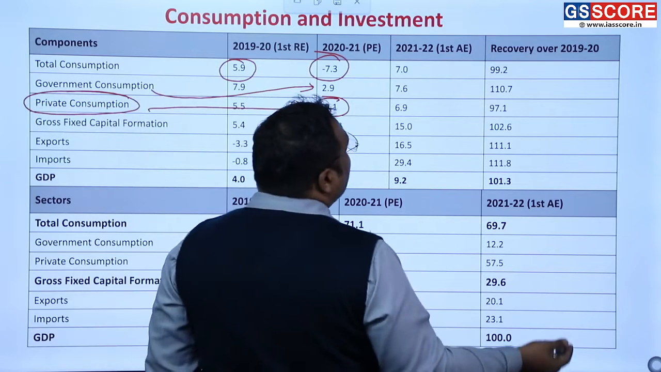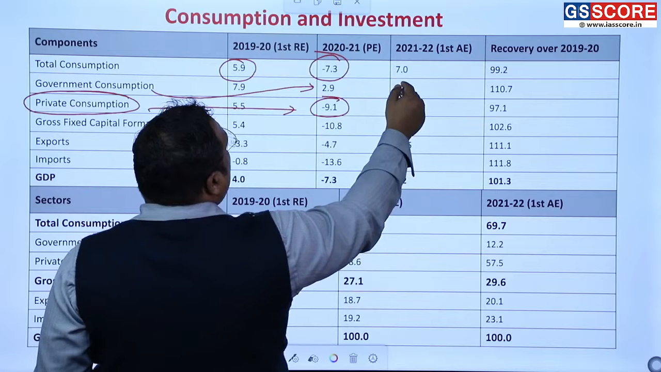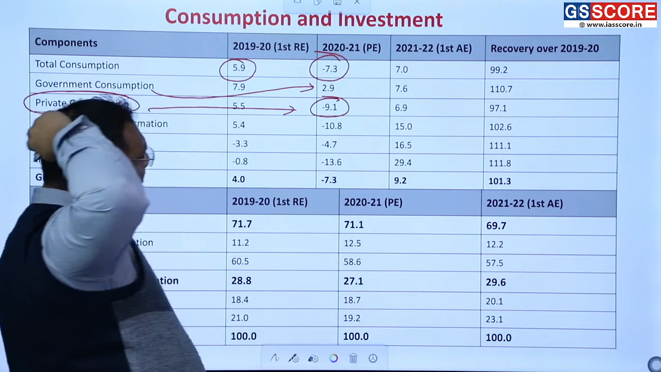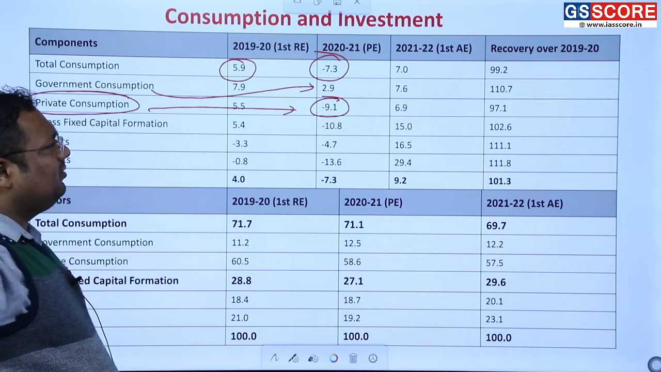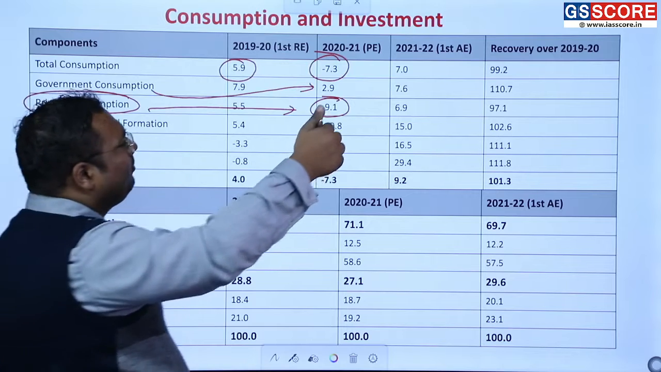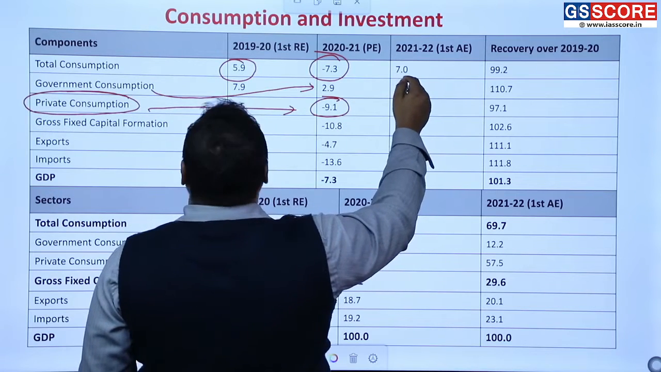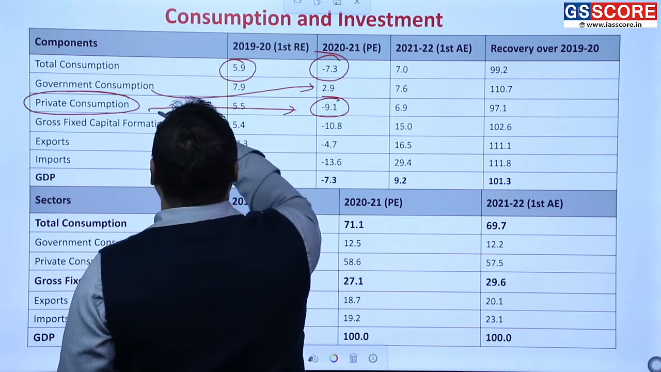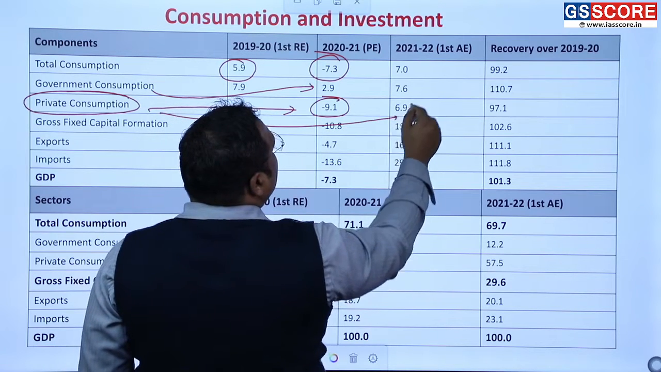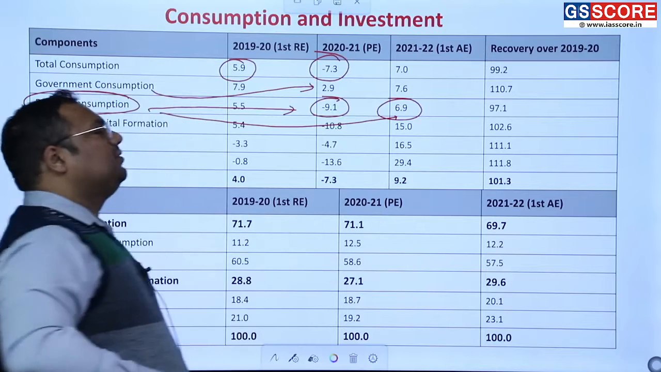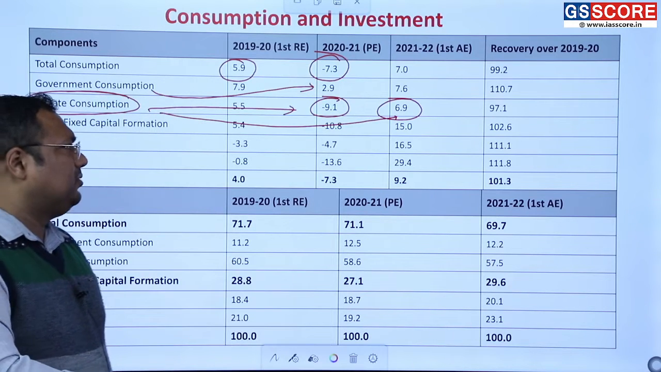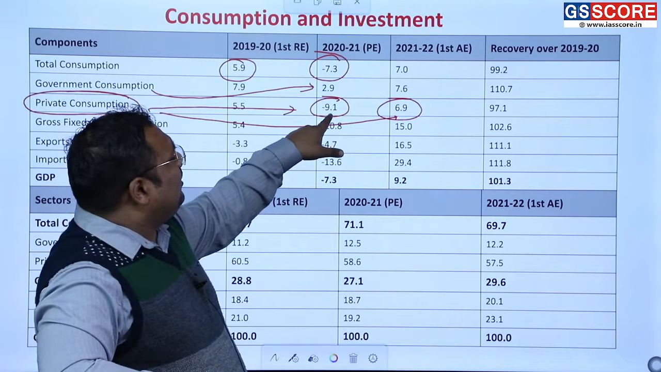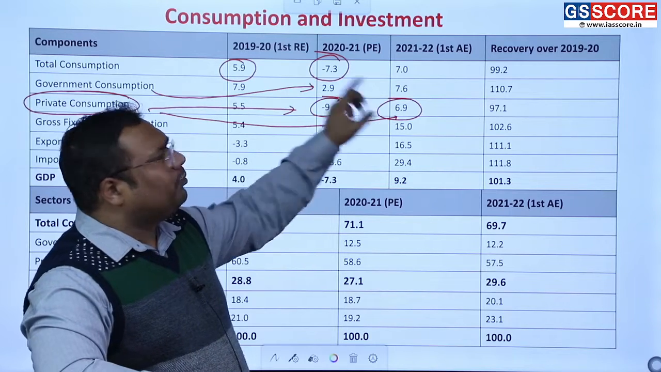Now, the ongoing year, we have already spent around 11 months, or the 11th month is going on. So now when we look at it, the private consumption has actually increased. This year consumption has increased by 6.9%. Last year it declined by 9.1%. This year it has improved by 6.9%.